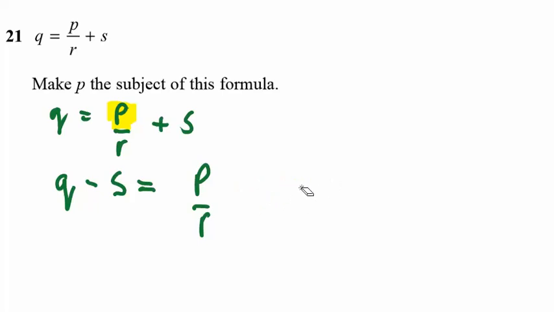Some people use the term cancel each other out, but that's the wrong term. If you've got a plus S and a minus S, it equals 0, but it's not really cancelling out. That's to do with multiplying and dividing.